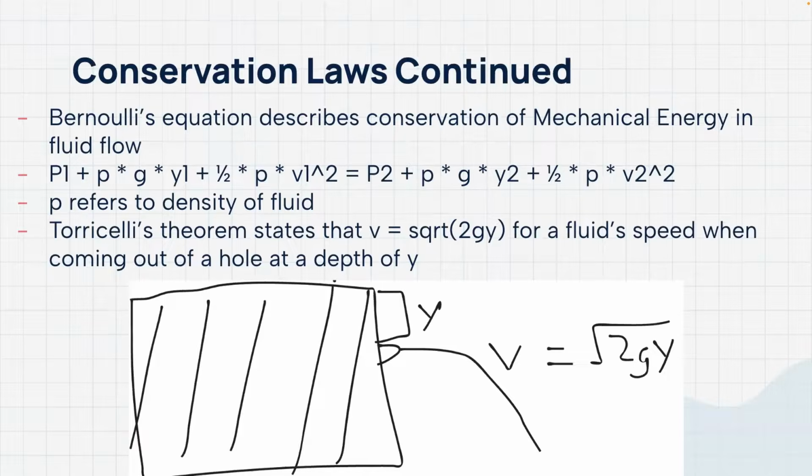Torricelli's theorem states that the velocity is equal to the square root of 2gy. The speed of the fluid will be equal to the square root of 2gy coming out of a hole at a depth of h. As shown in this diagram, let's say there's a depth of y. The speed the water comes out at will be equal to the square root of 2gy.